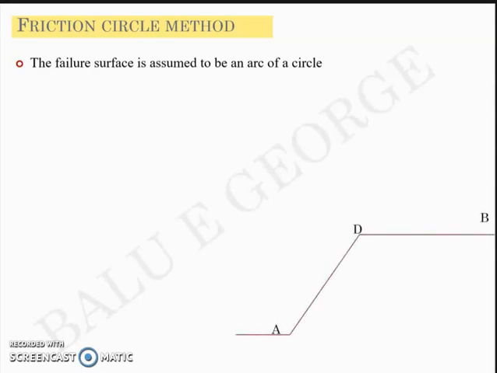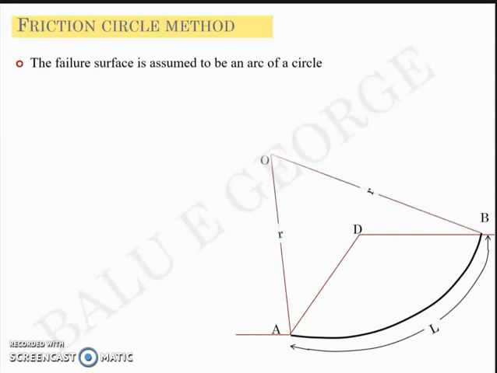method. Now, the friction circle method again has an assumption that the failure surface is an arc of a circle. Just like the previous examples that we had discussed, we have ADB and you have an arc of length L connecting A and B, and this arc is assumed to be a part of a circle. So obviously there will be a radius R and there will be a center O.